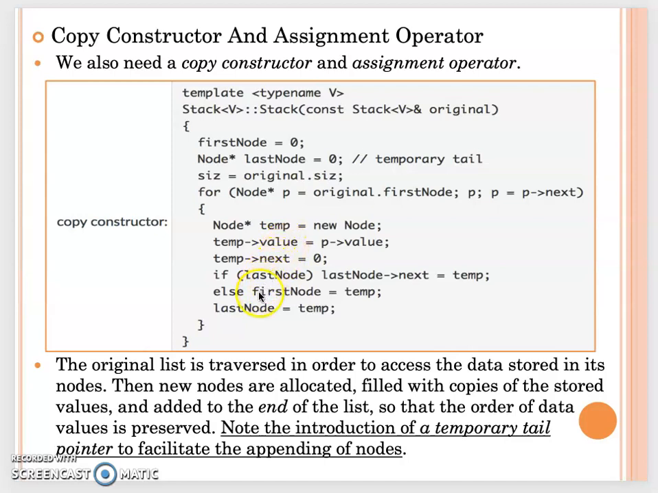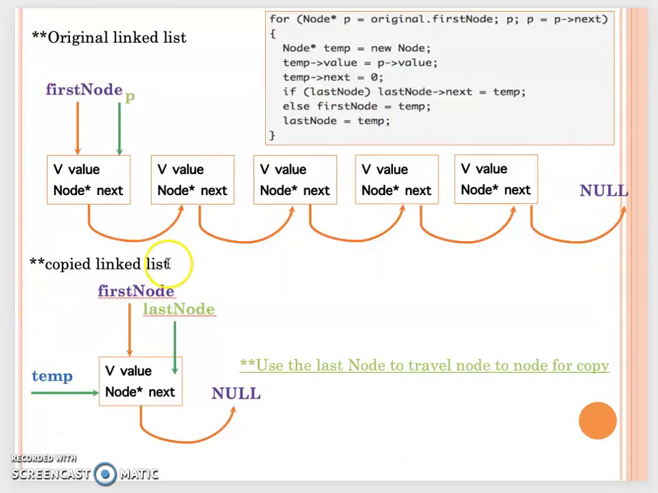But here you see our code is a little weird. We have a last node. If the last node is not equal to 0, last node next equal to temp. Else, first node equal to temp. Then last node equal to temp. So where does this last node come from? We need to be careful when we do the copy, so I need to show you graphically how this copy works.